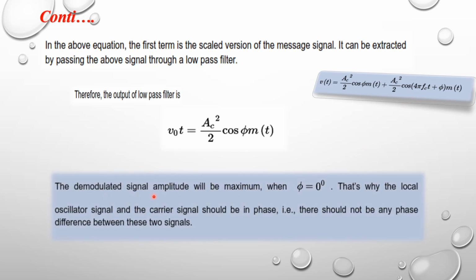The demodulated signal amplitude will be a maximum when psi is equal to 0 degrees. That's why the local oscillator signal and the carrier signal should be in phase, that is, there should not be any phase difference between these two signals. The output of the coherent detector is AC square by 2 cos psi into m(t).